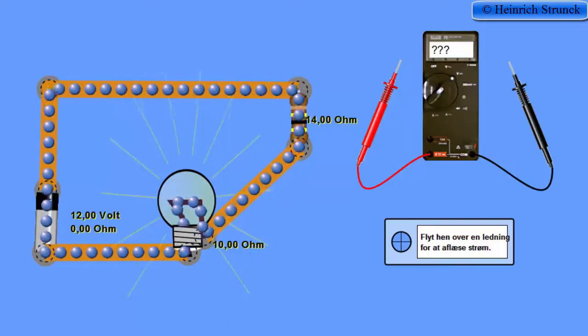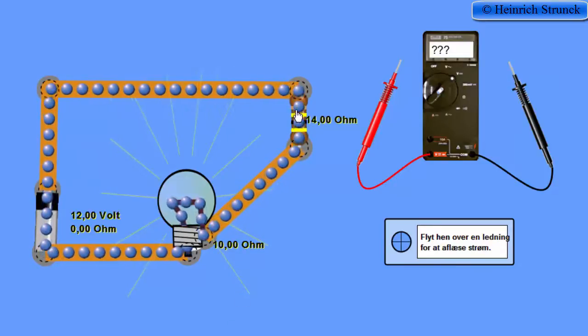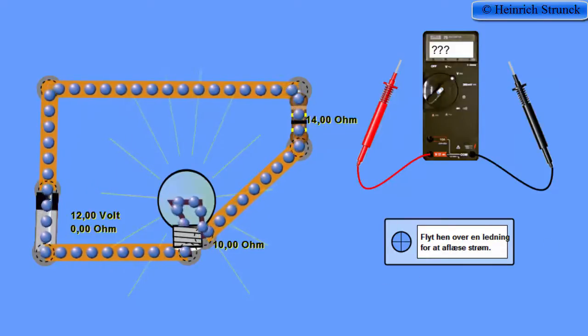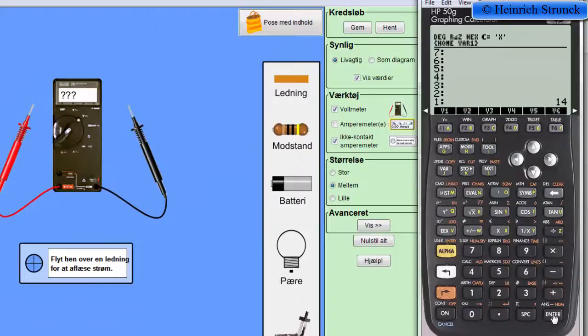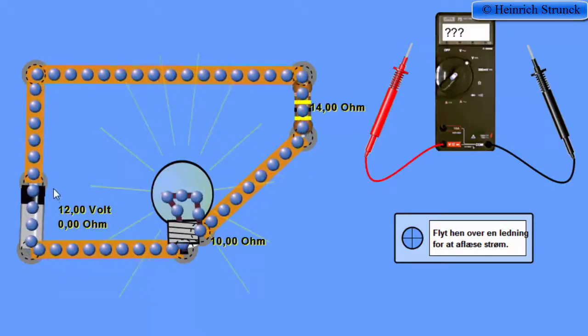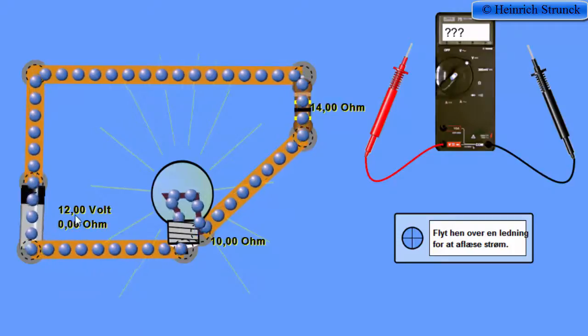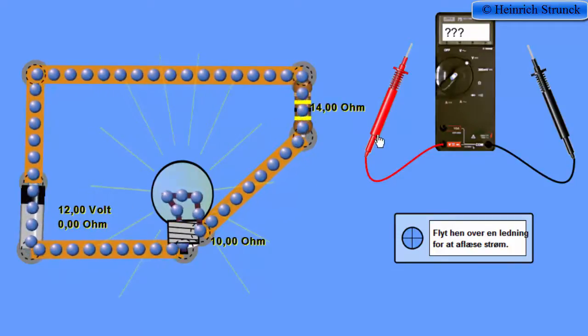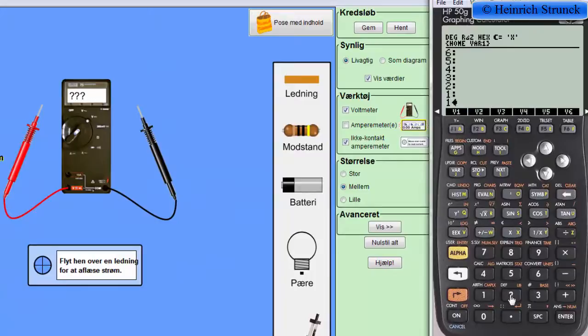So we now can calculate the total resistance for the circuit, because it is just 14 ohm for the resistor added to 10 ohm for the lamp, and we get a total resistance of 24 ohm. Now we can calculate the current in the system, because it is the supply voltage of 12 volts divided by the total resistance. So we have 12 volt for the supply system divided by 24 ohm, and we get a current of 0.5 amps.